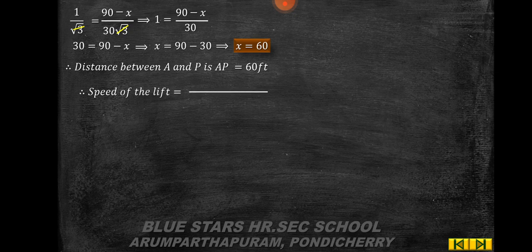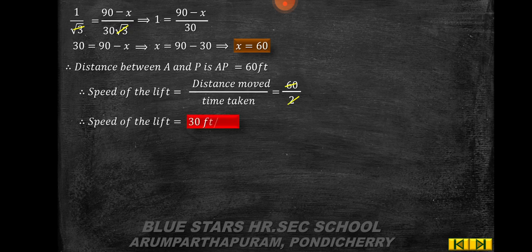Therefore speed of the lift is equal to distance moved divided by time taken, which is equal to 60 by time taken, which is 2 minutes. So which is equal to 30 feet per minute. So speed of the lift is equal to 30 feet per minute.